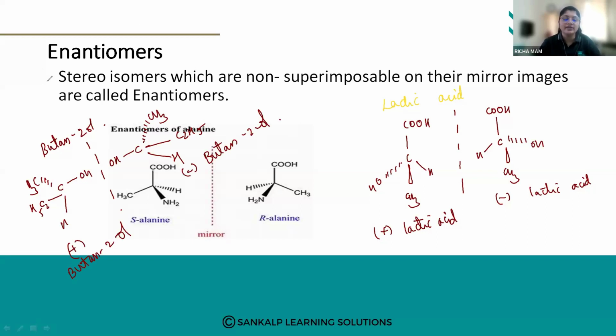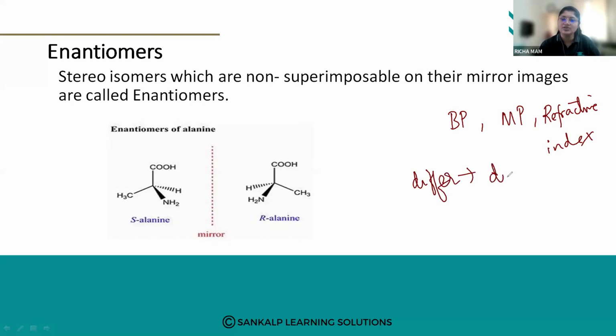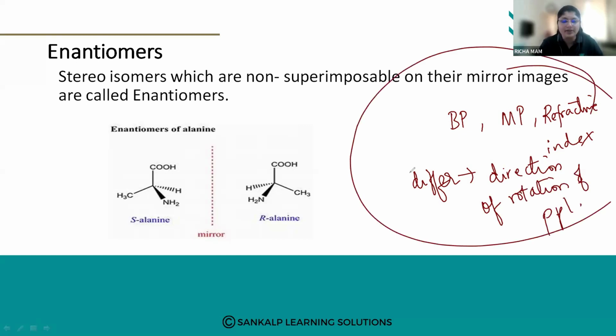Enantiomers have identical physical properties. These are pairs of enantiomers. They have the same boiling point, the same melting point, and the same refractive index. But they differ only in the direction of rotation of plane polarized light. So these are the properties of enantiomers.